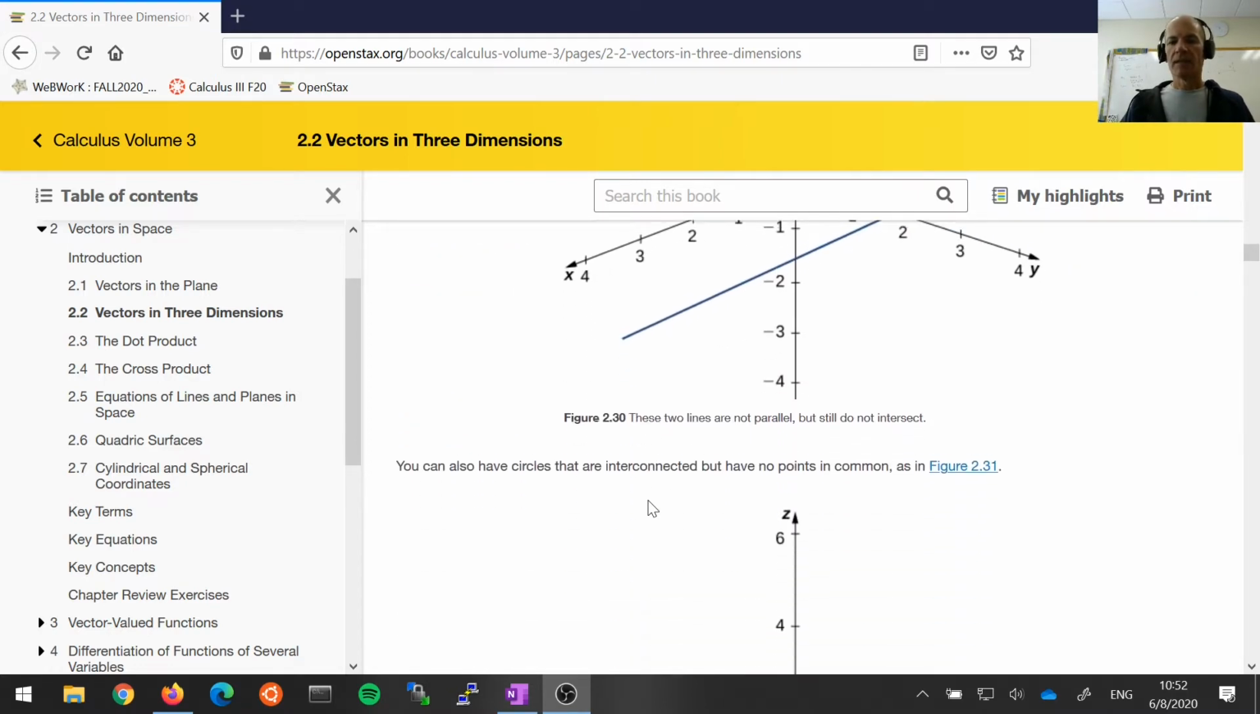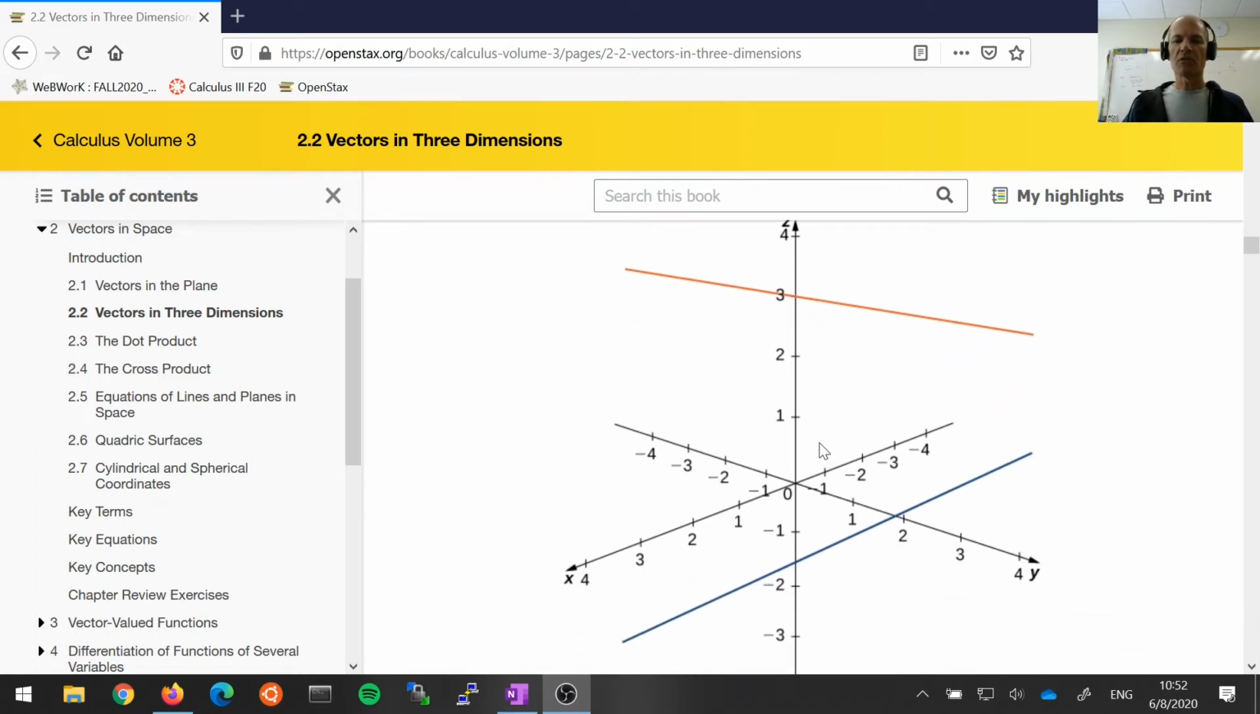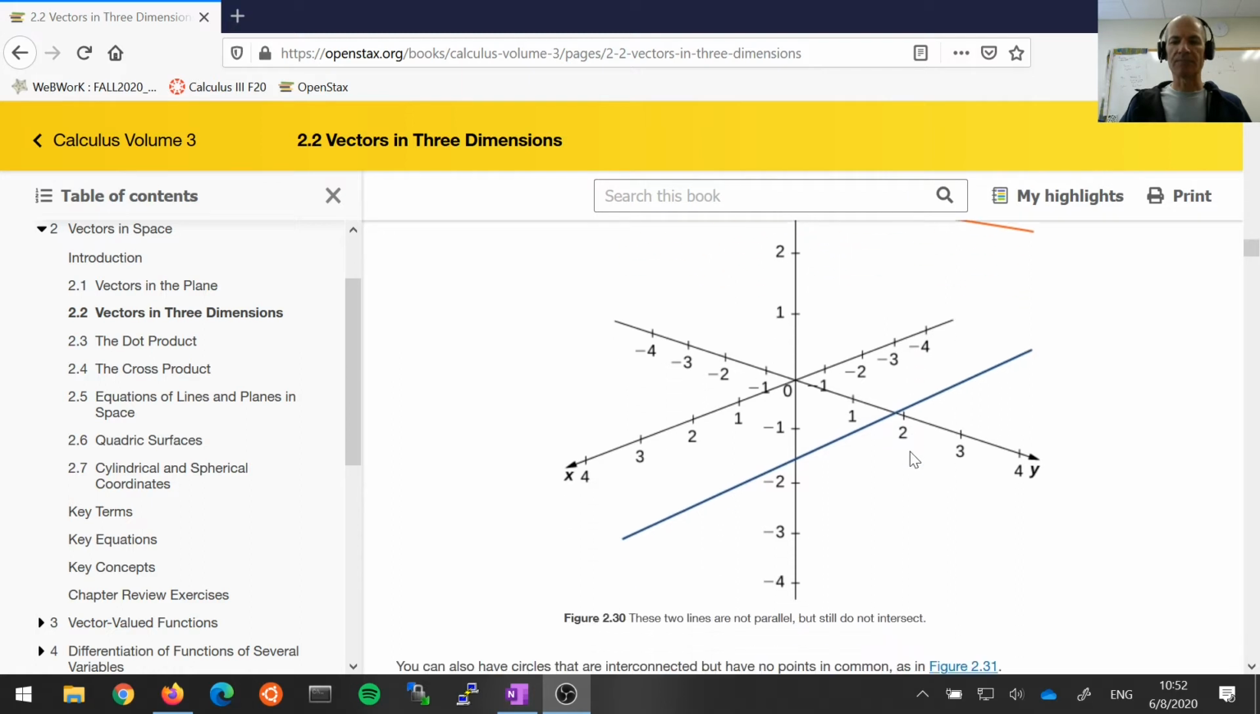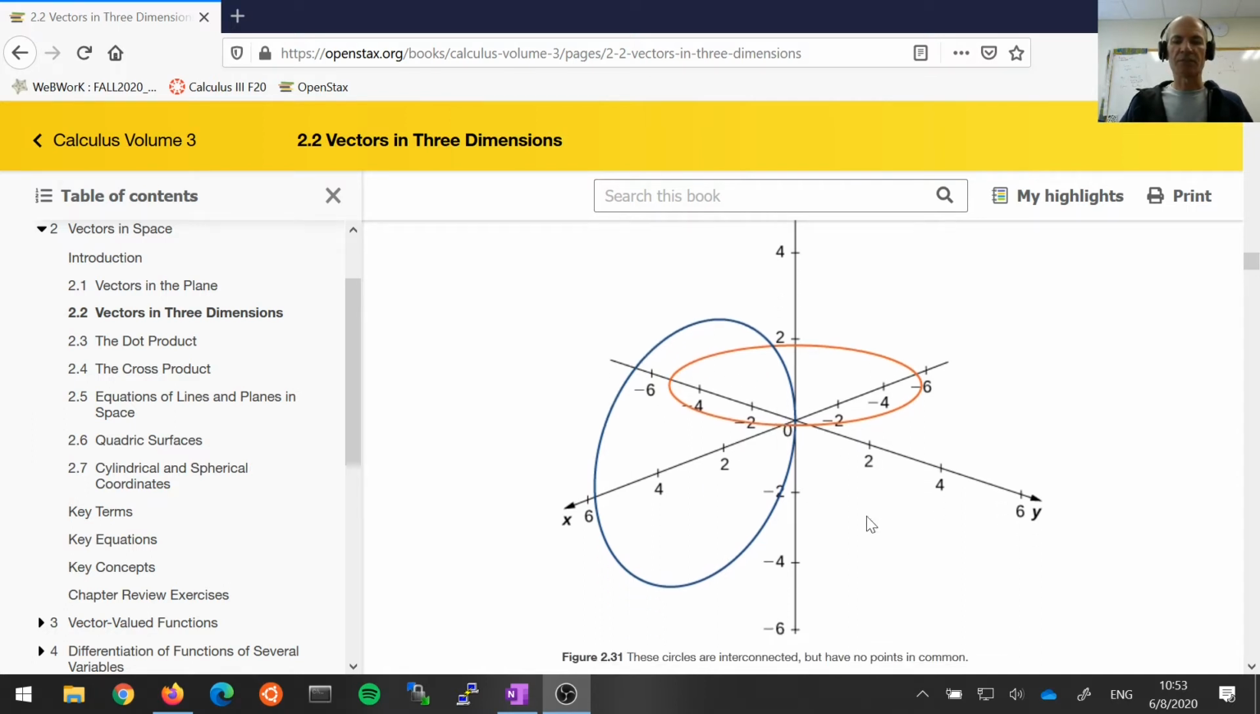Okay, 3-dimensional space is geometrically very different. For example, in 2 dimensions, 2 lines are either parallel or they cross, they intersect. In 3 dimensions, you can have parallel lines, meaning they point in the same direction, or you could have intersecting lines, but you can also have 2 lines that are not parallel and that don't intersect, and that's a thing that can't really happen in 2 dimensions. So with all this extra room in 3 dimensions, we have some perhaps counterintuitive geometric possibilities. Similarly, you can have 2 circles that kind of overlap but don't intersect. These are interlocking circles.